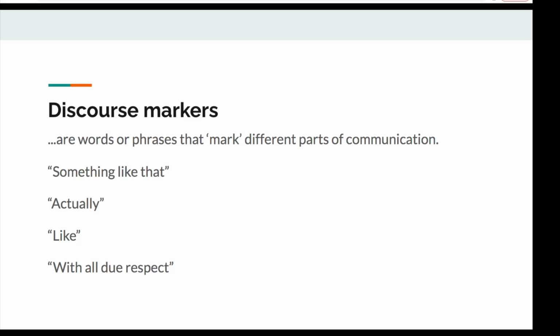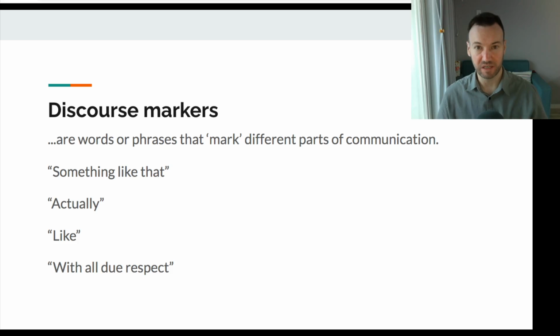So discourse markers are words or phrases that mark different parts of communication. Some common ones are something like that, actually, like, and with all due respect. For example, something like that can mark that you're saying, I don't mean exactly what I've just said, I'm talking in general terms. So for example, would you like to get pizza or something like that? It means pizza is not the only option. It's like, I'm just giving you an idea, a rough general idea of what I'm saying.